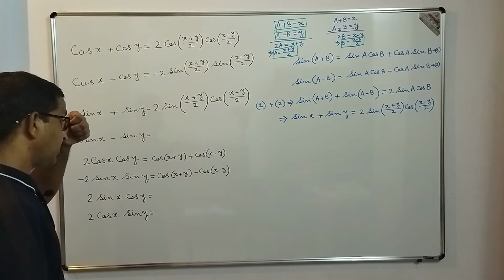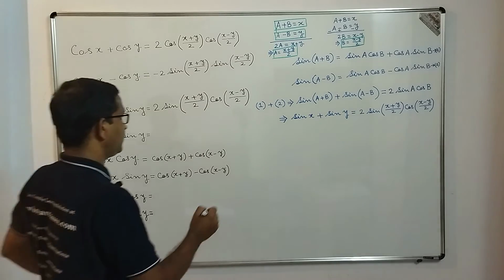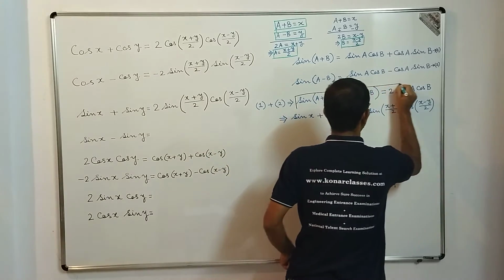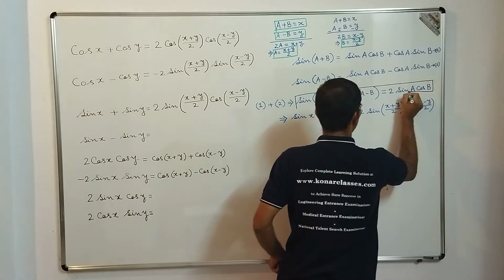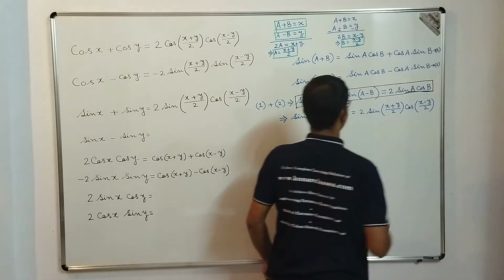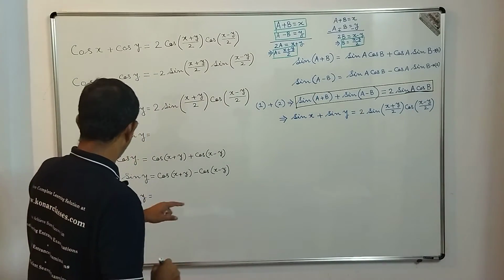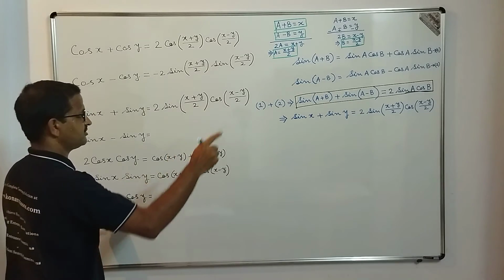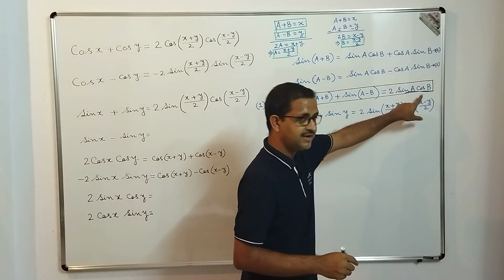Correct? Now keeping in the same line, we get here, dear students, that sin (a plus b) plus sin (a minus b) is equal to 2 sin a cos b. Correct? Now in the same manner we can write it here, 2 sin a cos b, whatever is on the right hand side.